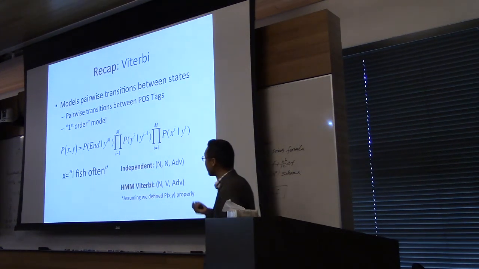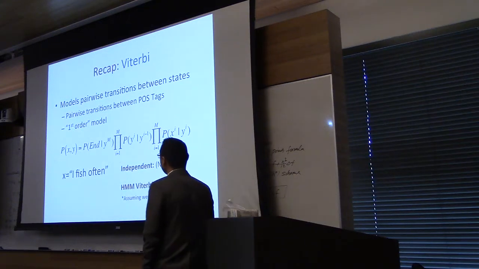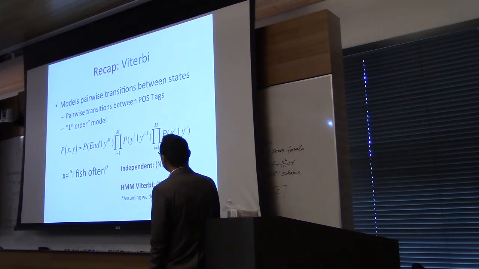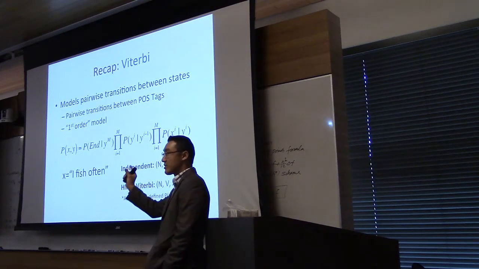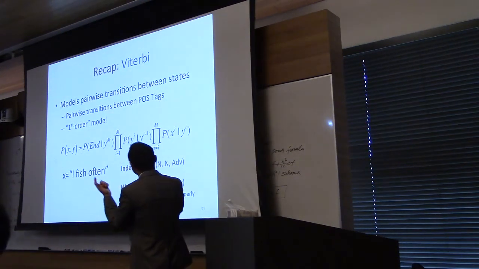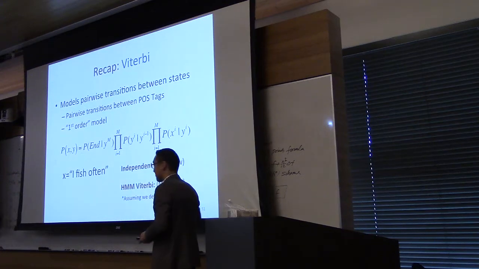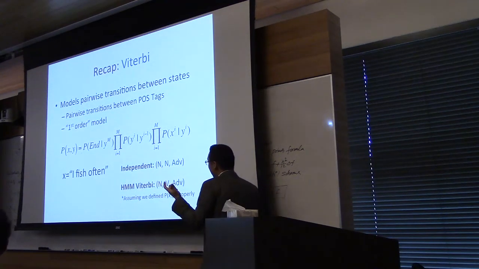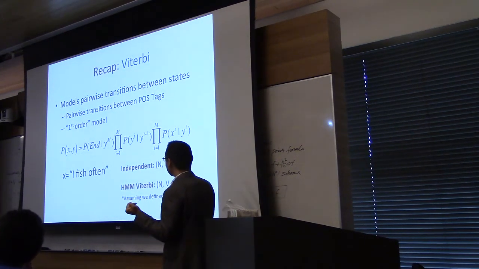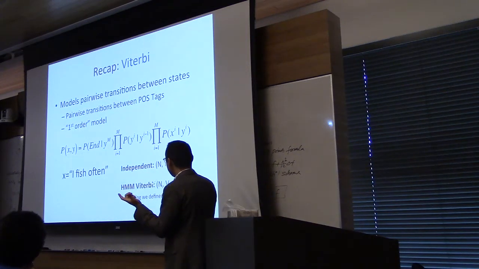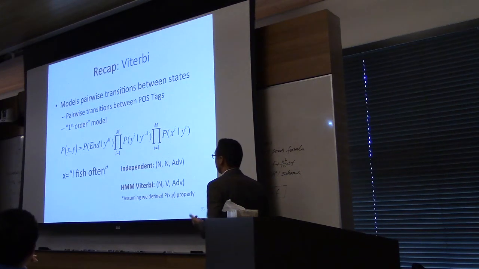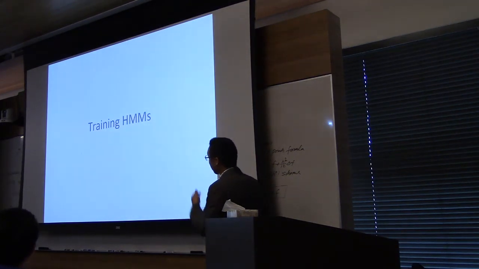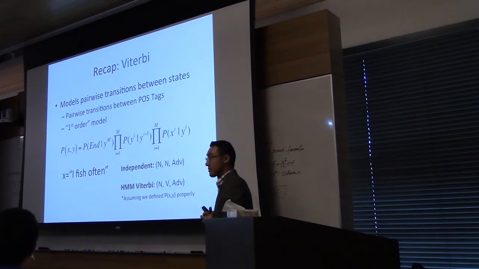What Viterbi gives you is the ability, for hidden Markov models, to model pairwise transitions. So you can model this directly and consider adjacent words. If you can model adjacent words well, you can make a good prediction, assuming that this is a good model, and you can do it efficiently. Any questions?